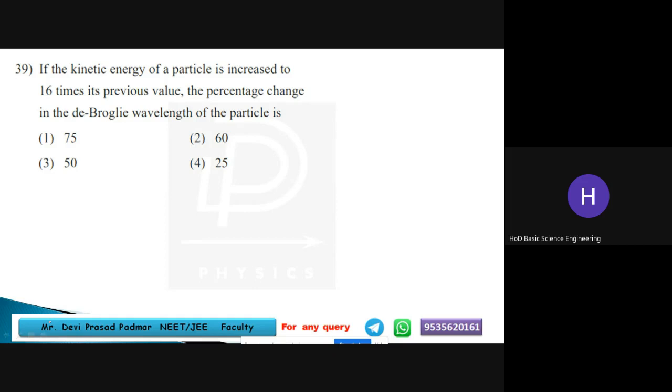Next one. I think this one we have discussed in a classwork question. Just go through that. It will be 75%. There's a concept here: lambda is proportional to 1 by root of kinetic energy. Just go through that.